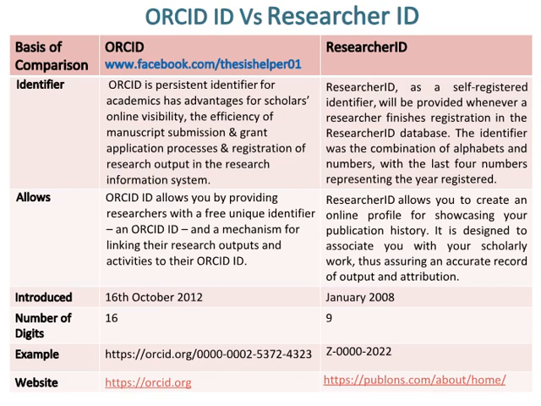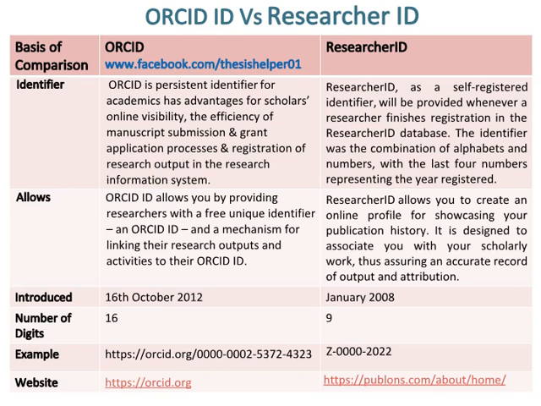ORCID allows you, by providing researchers with a free unique identifier, an ORCID ID, and a mechanism for linking their research outputs and activities to their ORCID ID, whereas Researcher ID allows you to create an online profile for showcasing your publication history. It is designed to associate you with your scholarly work, thus assuring an accurate record of output and attribution.